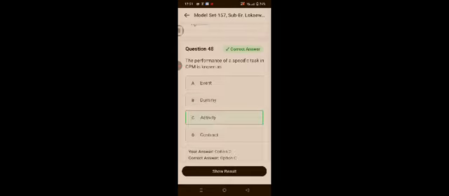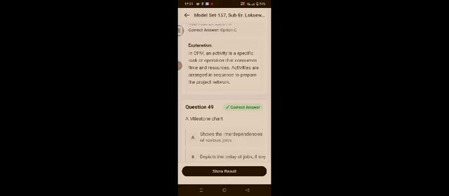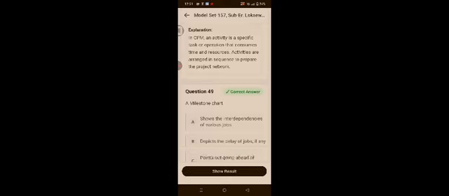The performance of a specific task in CPM is an activity. CPM activity is a specific task or operation that consumes time and resources. Then activities are arranged in sequence to prepare the project.